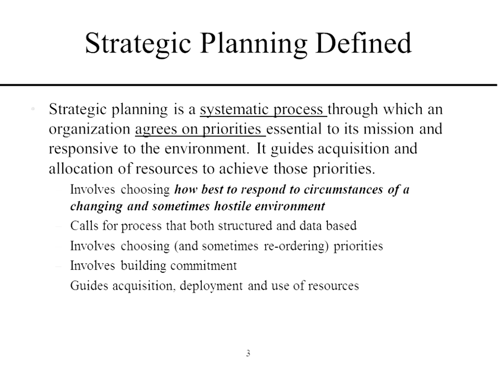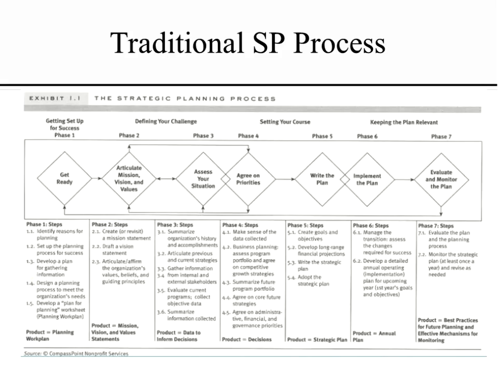It involves choosing how to best respond to the external world in terms of what the organization is positioned to do. And it calls for a process that's structured and data-based. It also involves choosing priorities. You can't always do all things that need to be done. It involves building a commitment from stakeholders of the organization, those external to the organization, and also those who are in the organization. And it guides all of the acquisition and deployment and use of resources that an organization does over the strategic horizon.